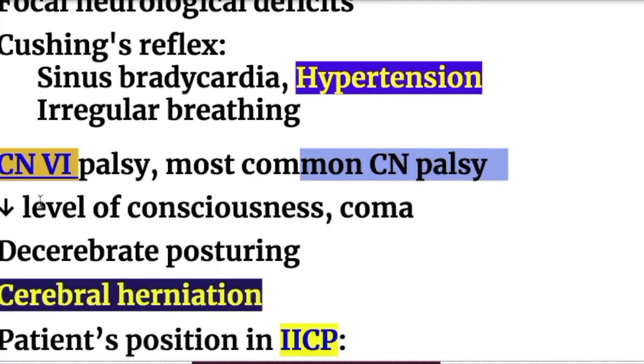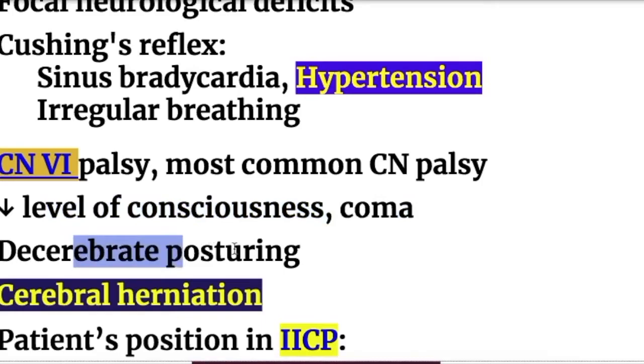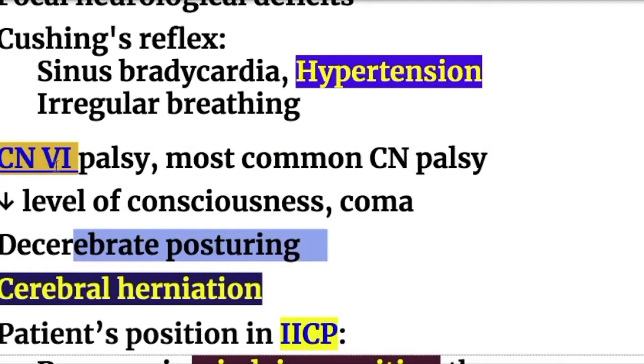There is a decreased level of consciousness that leads to coma, and there is decerebrate posturing, and the most dangerous consequence of increased intracranial pressure is cerebral herniation, which may finally lead to respiratory arrest.